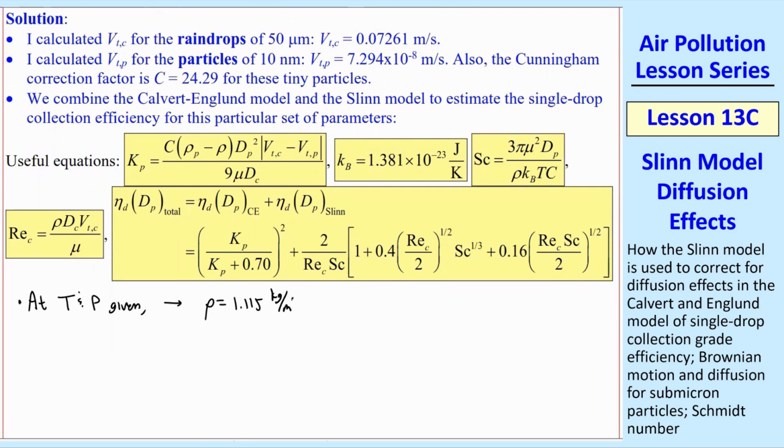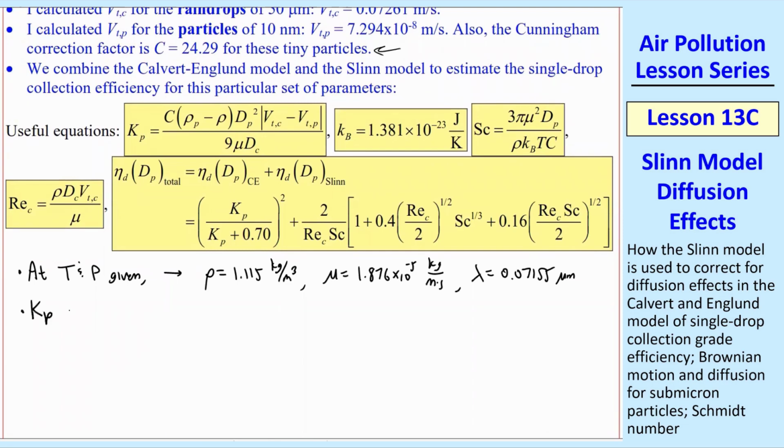Don't do this by hand. I'm going to do it by hand here just to show you that all the units work out and all that. We get a density, we get a viscosity, and we get a lambda, mean free path. I used that to generate my Cunningham correction factor. I generated a different Cunningham correction factor for the collector drops.